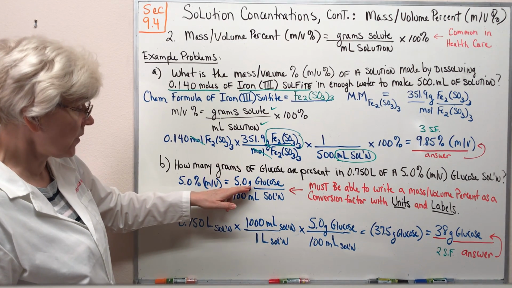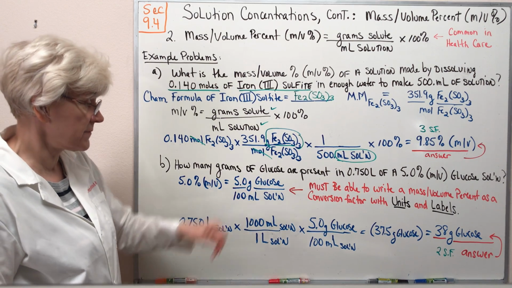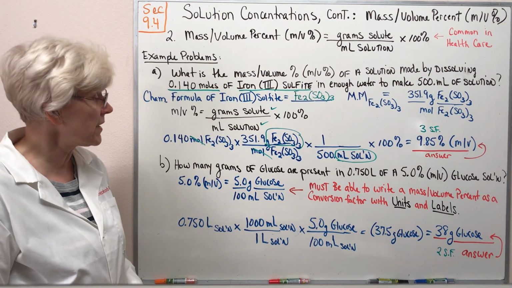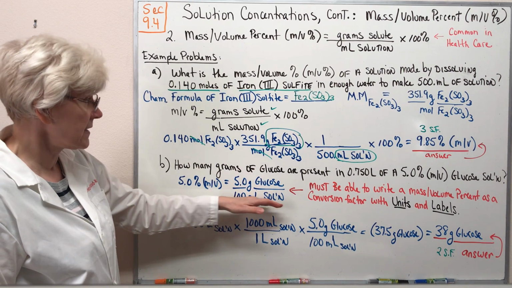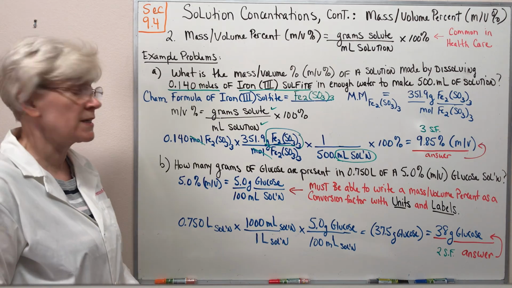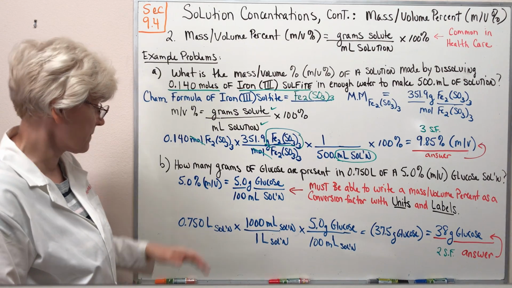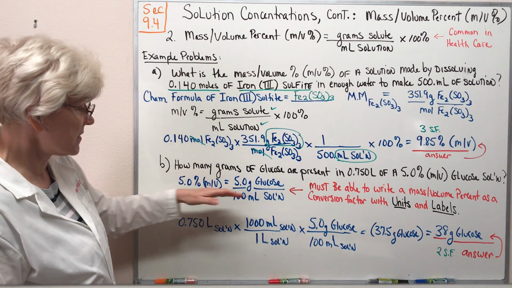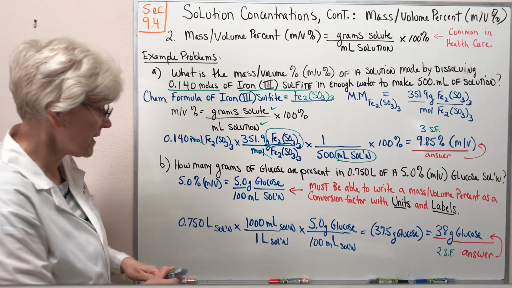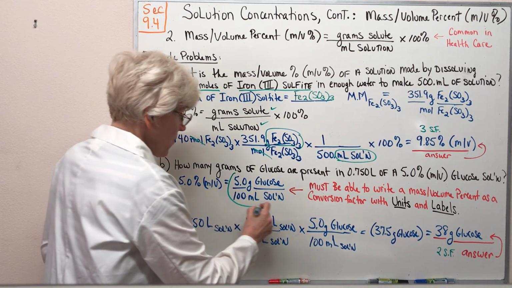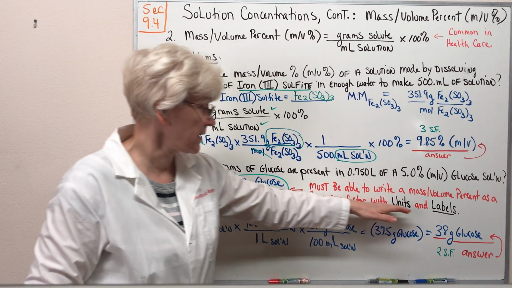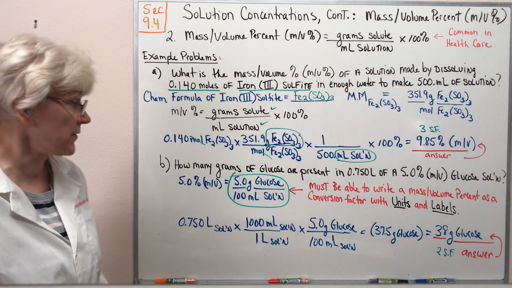This is a mass volume percent, so we have grams of solute, in this instance glucose in the numerator, and milliliters of solution in the denominator. Definition of mass volume percent. So taking the 5% and writing it like a conversion factor. We will need to use it in this form as a conversion factor, written properly with units and labels.